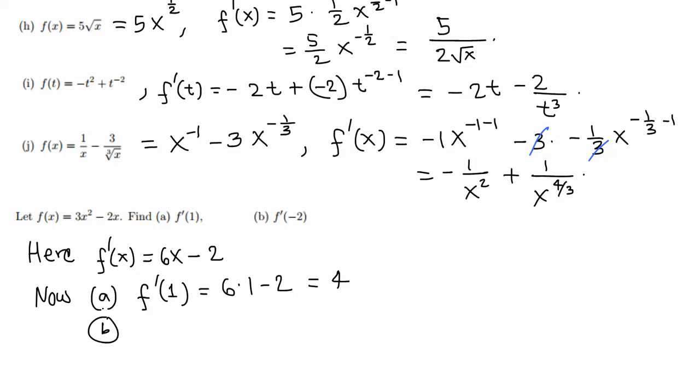Part B. f prime at negative 2. So evaluate this derivative at negative 2. Plug in x equals negative 2. 6 times negative 2 minus 2. 6 times negative 2 is negative 12, minus 2, which is negative 14. Final.